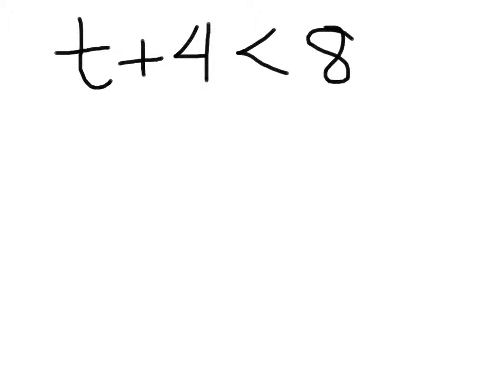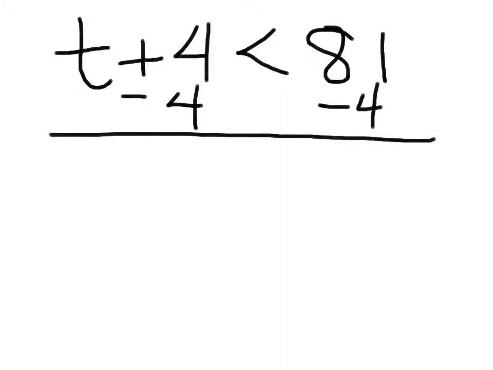What was the temperature this morning? It says solve T plus 4 is less than 81. So what do we got to do to get T by itself? Oh, actually, I don't know. Minus 4 on each side. Well, we could.